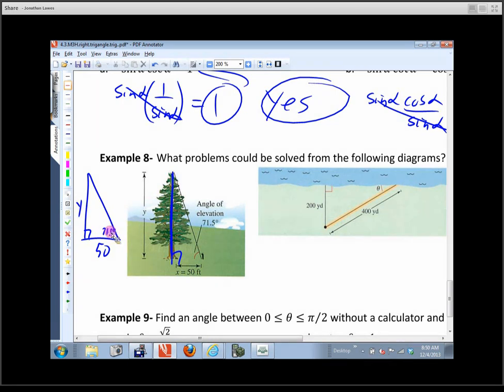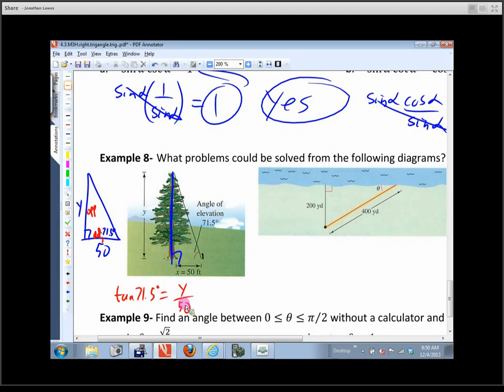I have this angle. What side would I name this? Opposite. What side do I have? I have the adjacent. So I'm looking for the opposite, and I have the adjacent. What trig function relates the opposite and the adjacent? The tangent does. So that means the tangent of that angle, 71.5 degrees, should equal the opposite, which is y, over the adjacent, which is 50.